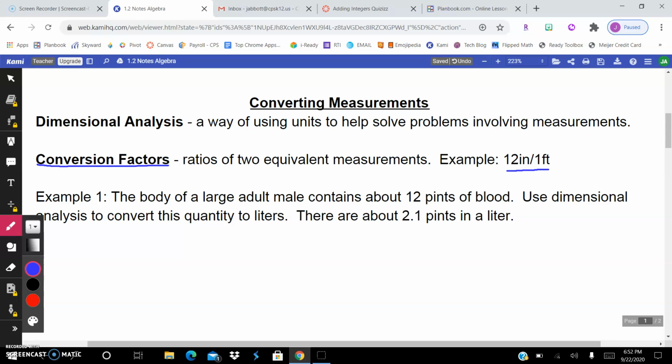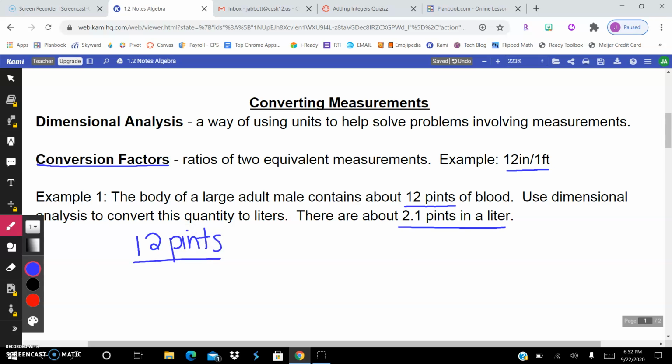The body of a large adult male contains about 12 pints of blood. Use dimensional analysis to convert this quantity to liters. There are about 2.1 pints in a liter. So that's important information, and to know that we have 12 pints is also important. That's what we're starting with. We have 12 pints.